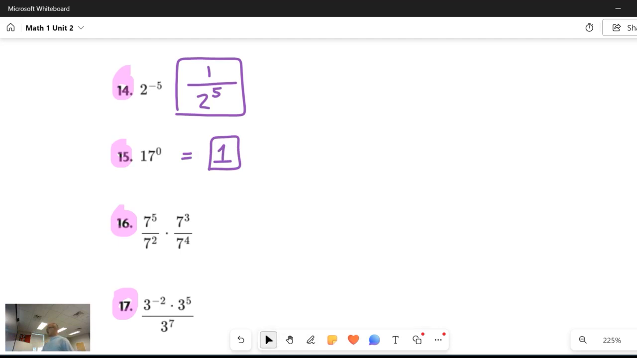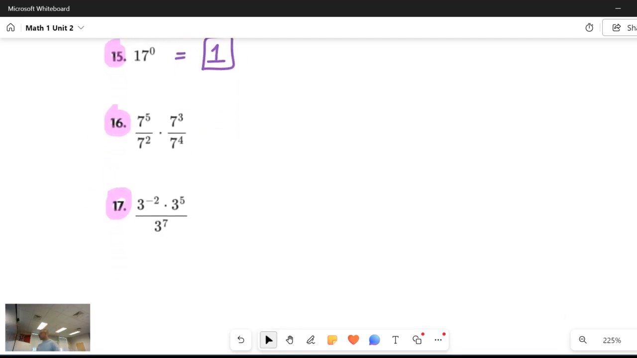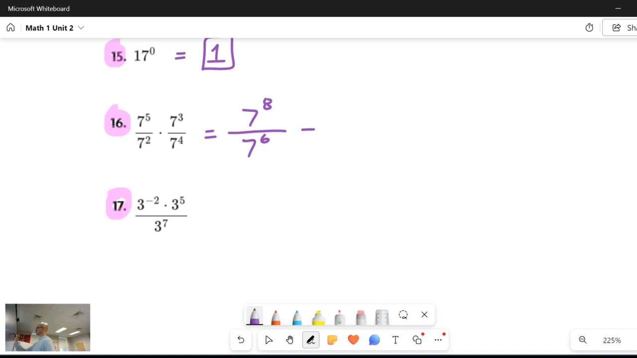Problem 16. You can do this one of 2 ways. You could multiply across first. You could do the division, whatever it is that you'd like. I'm going to do the multiplying across, and then we'll do the division. You'll get the same answer regardless. So when I go through and I figure out, all right, this is 7 to the 8th power, because just moving right across, it's 7 to the 5th times 7 to the 3rd. Keep the base of 7, add your powers. Do the same thing in the denominator, 7 to the 6th.